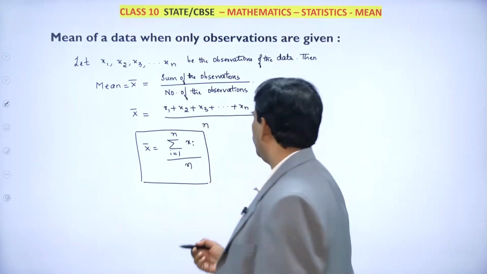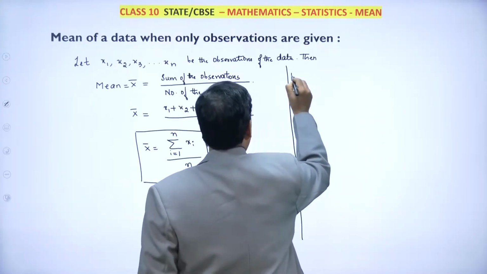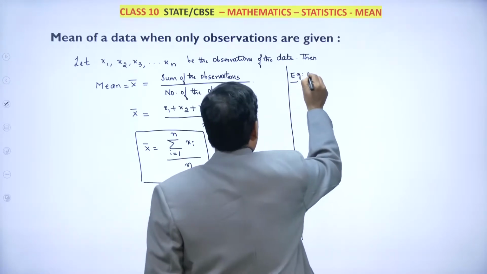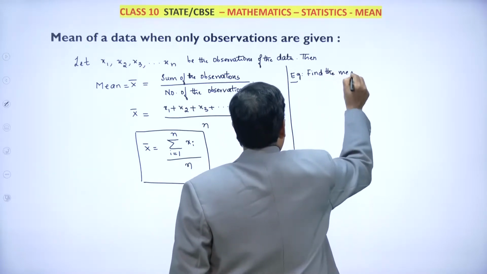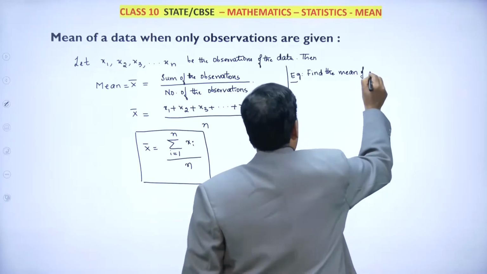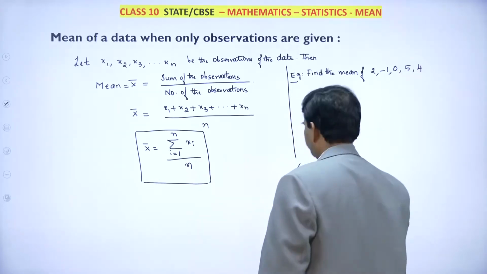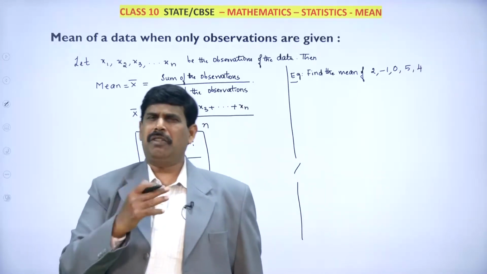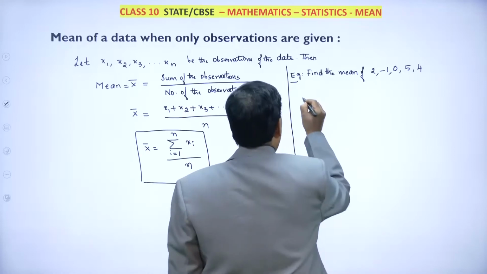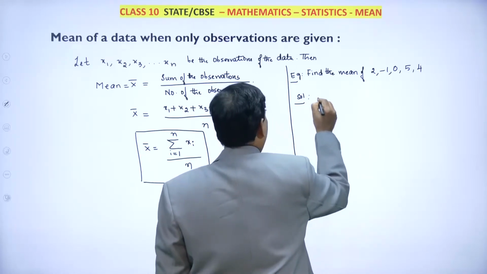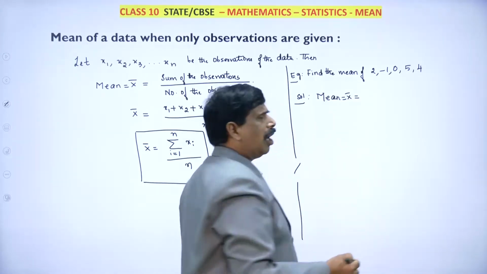You can have one example. Say suppose he asked us find the mean of, say suppose 2, -1, 0, 5, 4 for example. The question is given to you like this. The observations are given like that. So we want to find the mean. So how do we get the mean now? So mean is equal to x bar, that is sum of the observations.